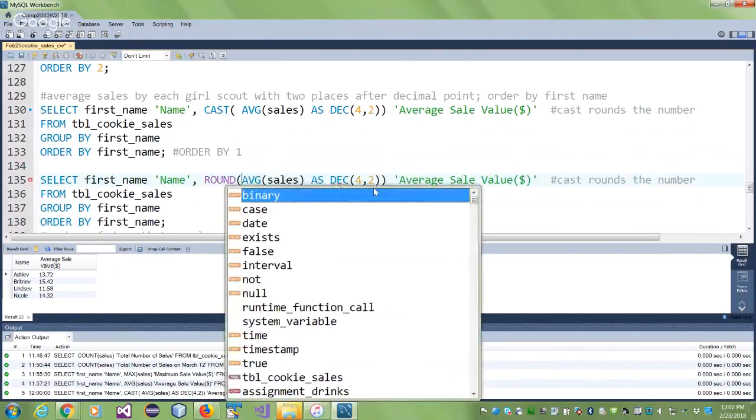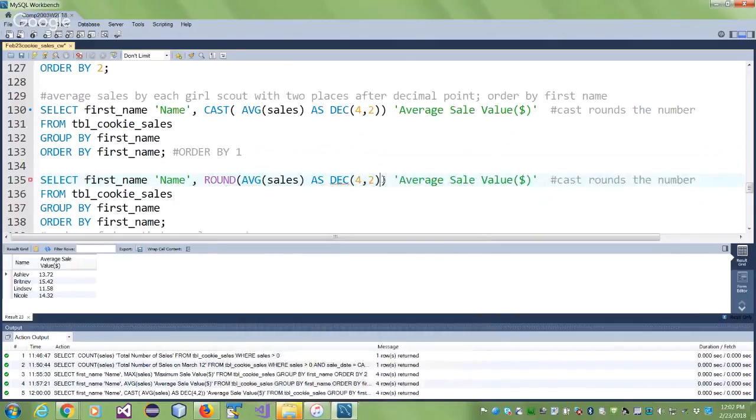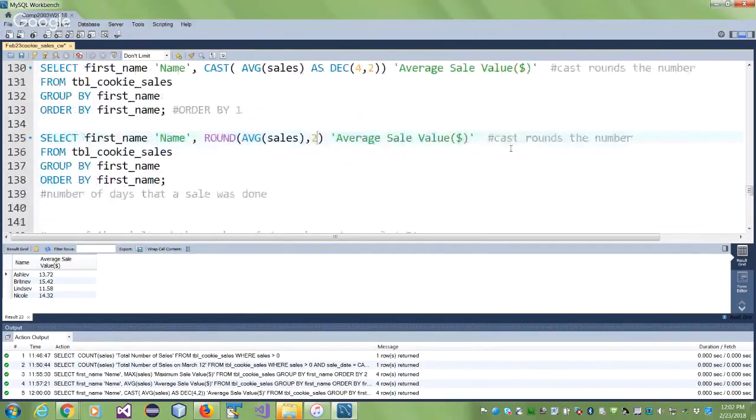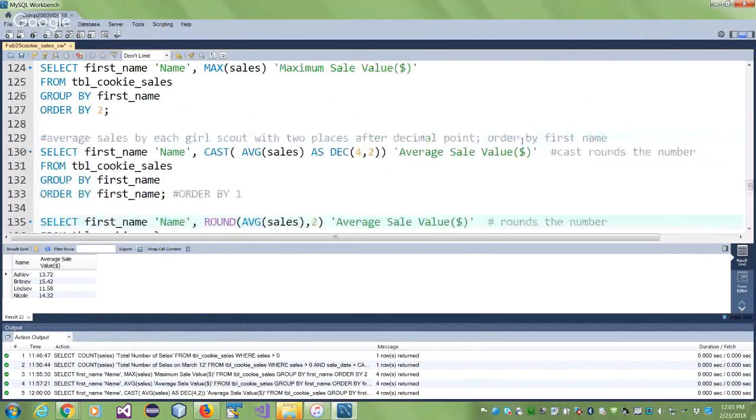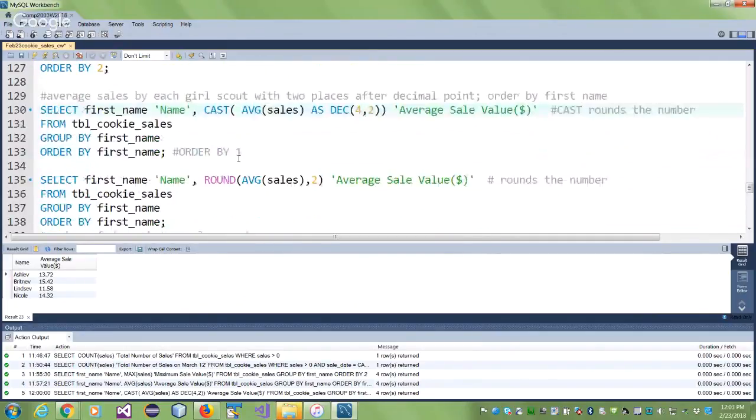Round takes 2 arguments. You can leave it as 1 argument, but I want 2 places after the decimal, comma 2, and it rounds the number. We'll remove the word cast out of it. The function cast is casting it and rounding it, and round automatically rounds it. This should also give you the same answer.